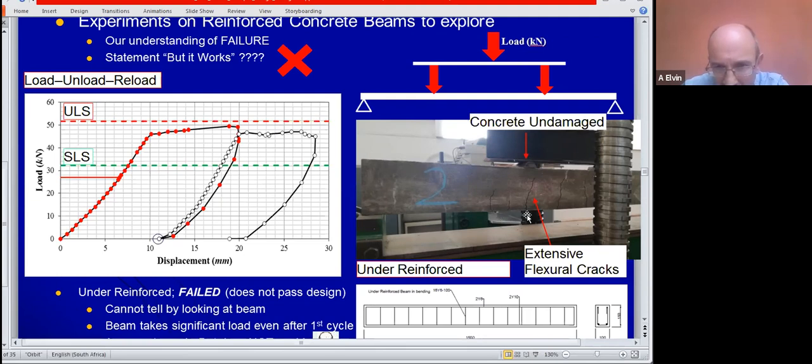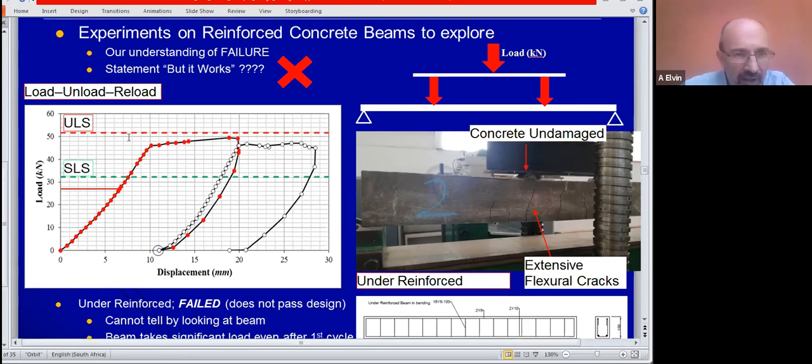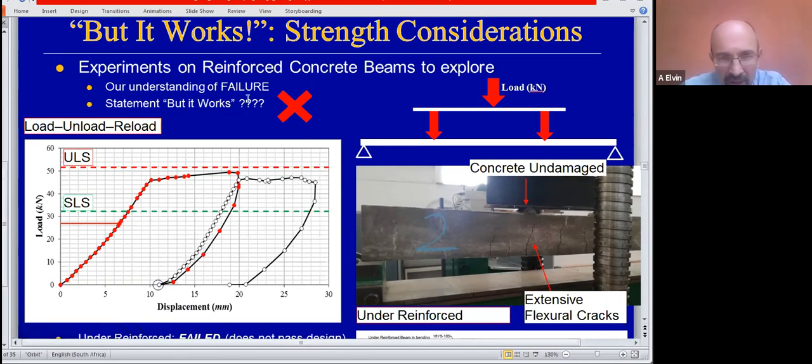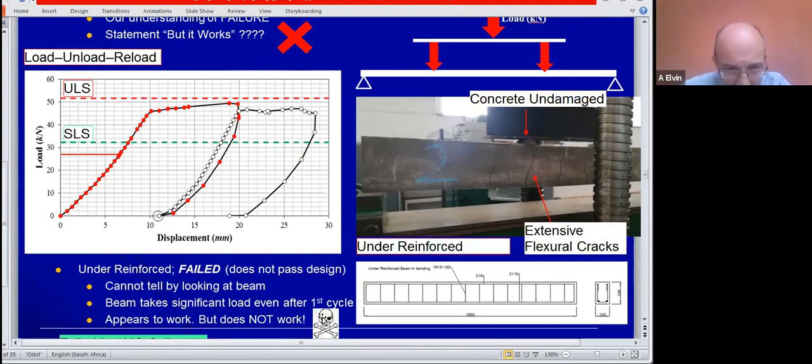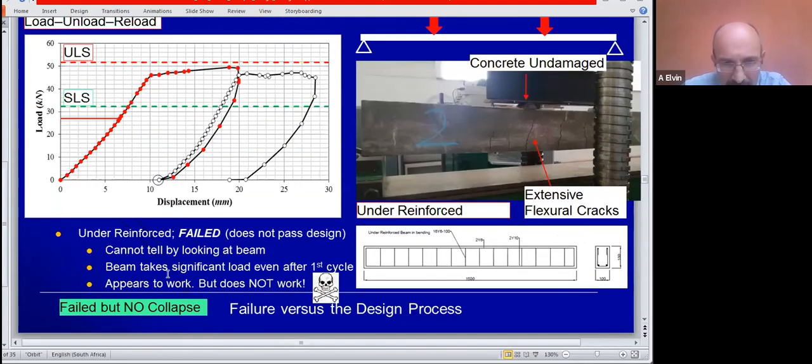Clearly, if there are cracks that are visible, it has failed. But if it is in pristine condition, we don't know if it has failed. So the concept of, but it works, clearly everybody can see it, is a false concept. And it's a dangerous concept. Right, no collapse there either.